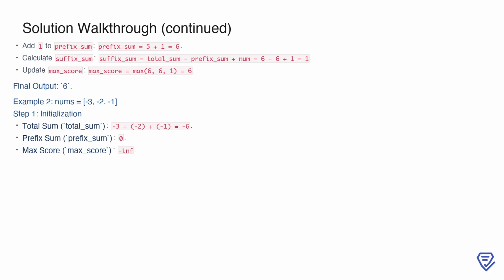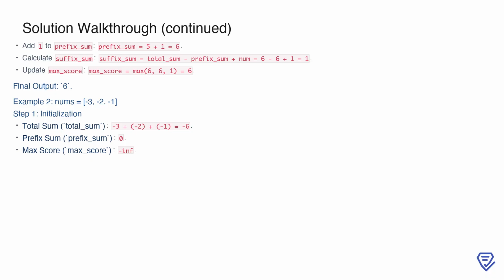As we iterate through the array, we consider the first number, -3. Adding -3 to the prefix_sum results in -3. The suffix_sum is calculated as -6 - (-3) + (-3) = -6. Comparing the current values, the maximum is -3, so max_score is updated to -3.